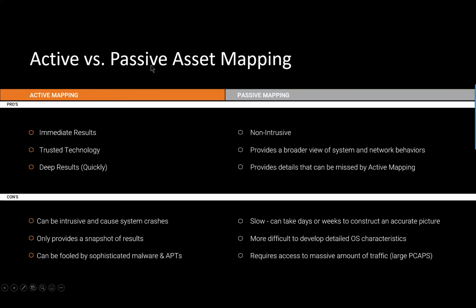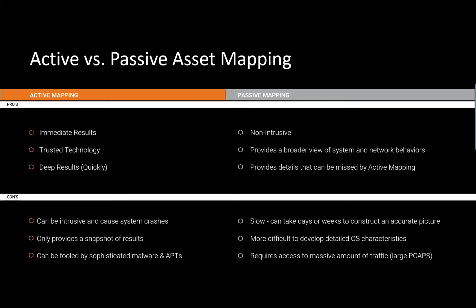So again, going back to active versus passive monitoring, obviously there are pros and cons here. The pros are that active mapping provides immediate results. It's trusted technology. It provides deep results really quickly. The cons are that it can be intrusive and can cause system crashes. It only provides a snapshot of the results and can be fooled by sophisticated malware, APTs that have compromised the systems, so they don't respond to the asset mapping as you would normally expect them to respond.